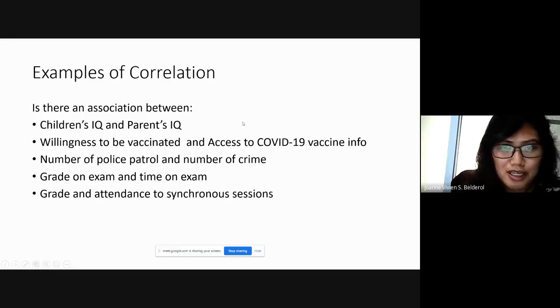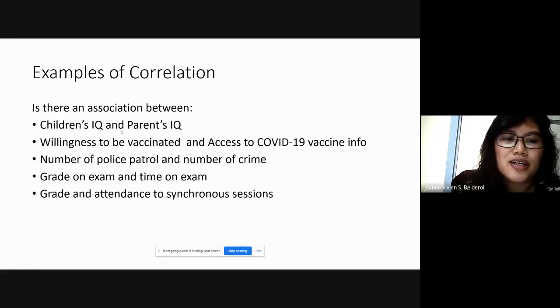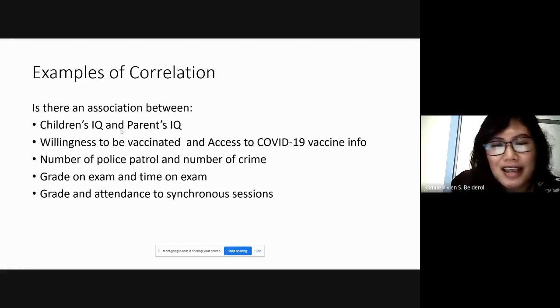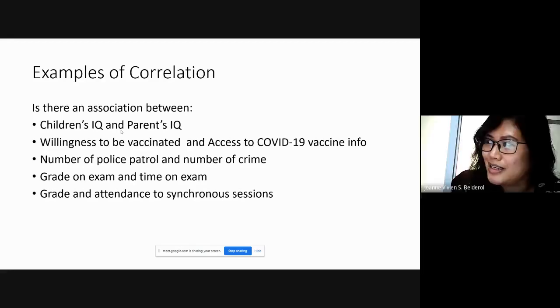Can you tell me if, in your thinking, the relationship between the variables is positive or negative? Let's start with children's IQ and parents' IQ. What do you think? Would this result in a positive or a negative relationship? Anybody? Same direction, ma'am. So if the parents' IQ is higher, the children's IQ is also higher. Yes, that's possible.